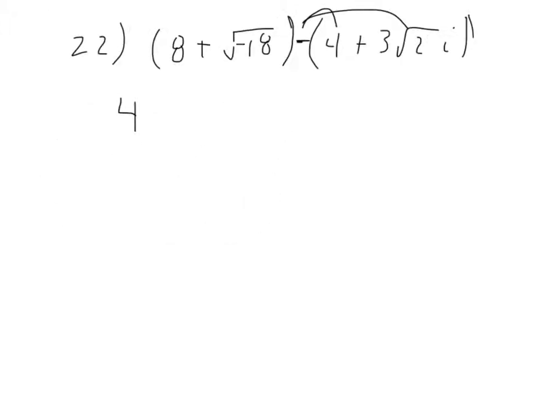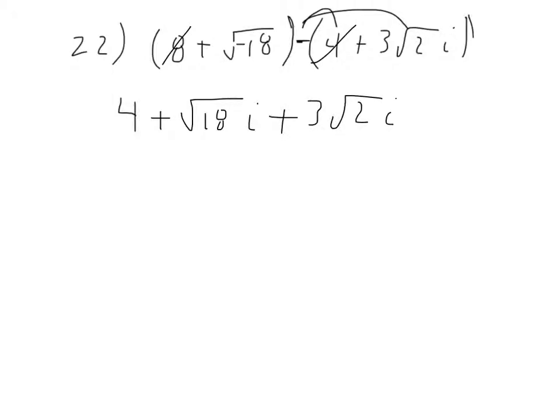Okay, so now that I'm recording, negative on the inside, distribute, and then combine like terms. 8 and negative 4 gives us 4. It would have been preferable to break root 18 down at the beginning, but I didn't. Fallible.